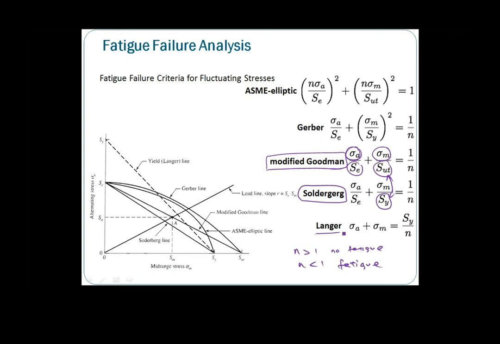Langer is basically quite similar to what we call our static failures. In terms of static failures, sigma M is completely reversed, or your sigma M is 0. Then basically comparing your peak equals Sy over N, right? So this is similar to static. These are the different theories available, quite common to use. Modified Goodman is the most common, so you can use it.